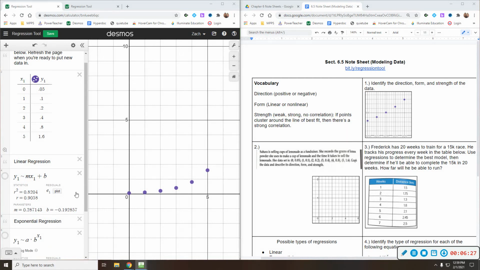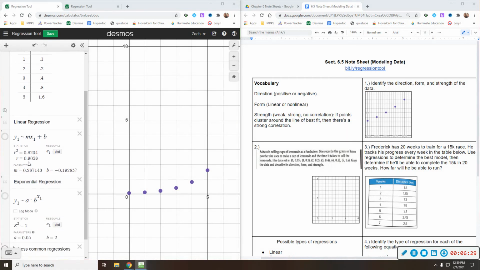So get out of that. The way these regressions work is it will compute a line for you. So here's the line that it computed. It says the slope of this line is 0.28, so that's the m. And then the b, the y-intercept, would be negative 0.19. Okay, so you could graph this line with this slope and this y-intercept, and it would graph the same red line.